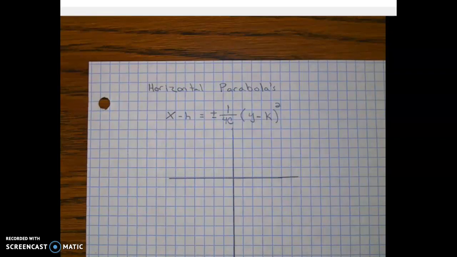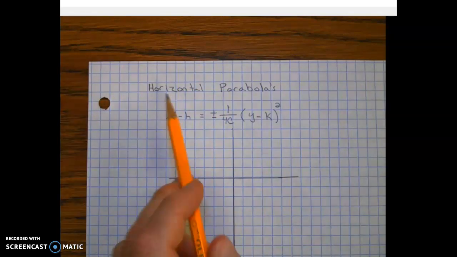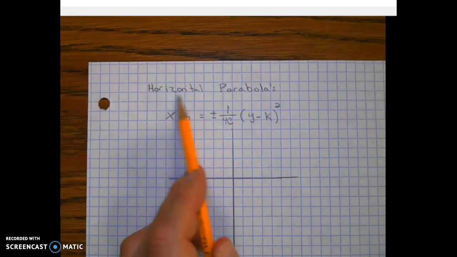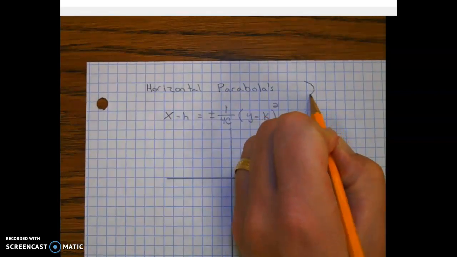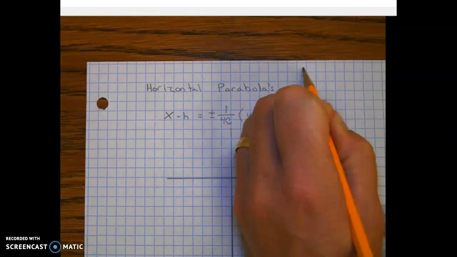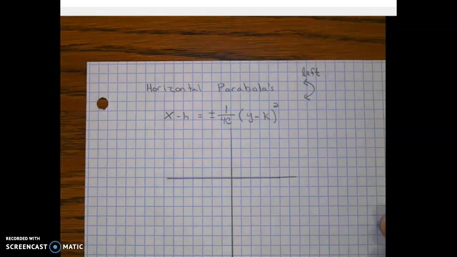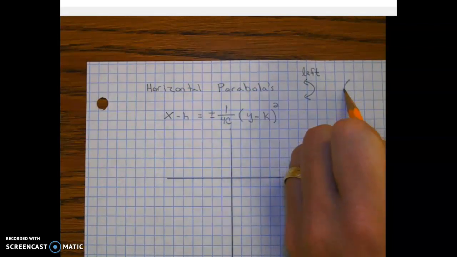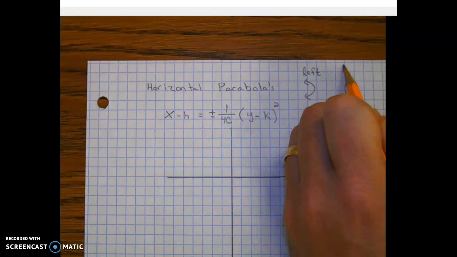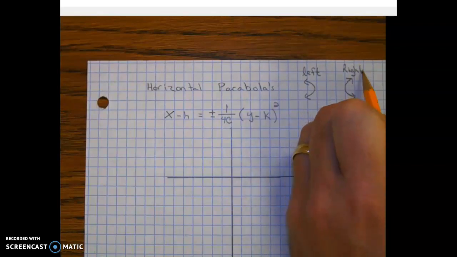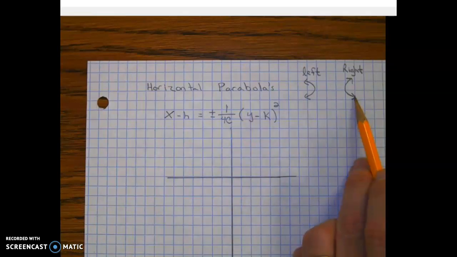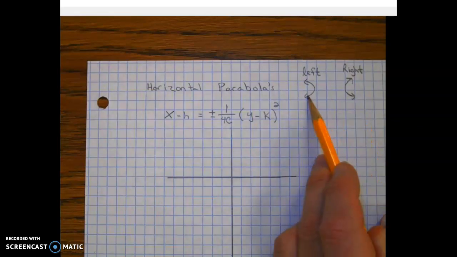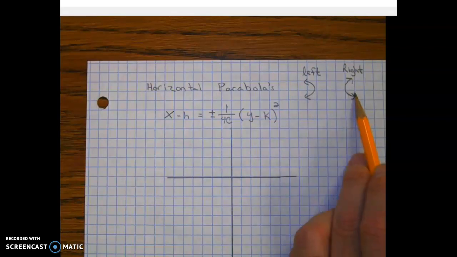Today we're going to look at parabolas that open either to the left or to the right. So we are looking at horizontal parabolas. Either they're going to open to the left or they're going to open to the right. Now notice, first thing, these parabolas are not functions. So we would call these relations.